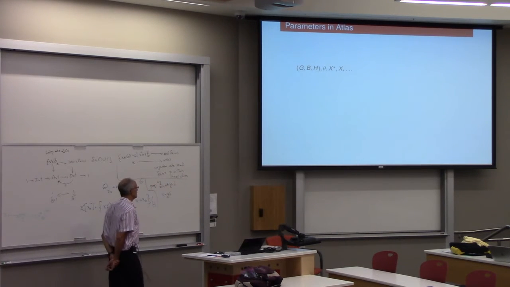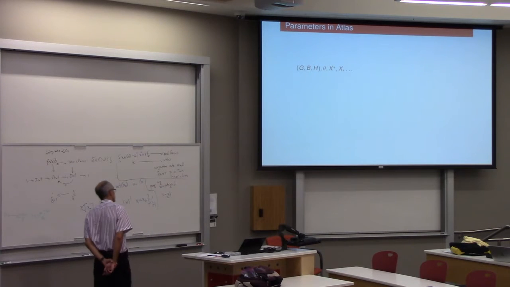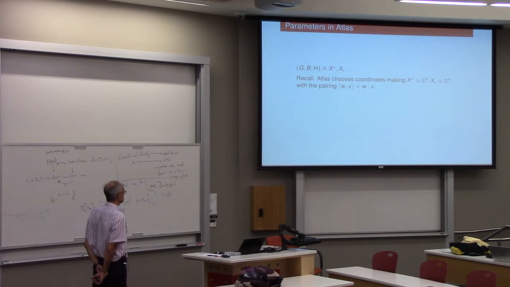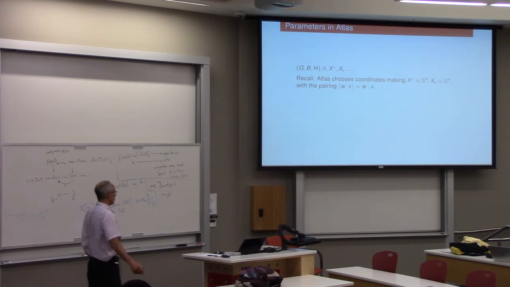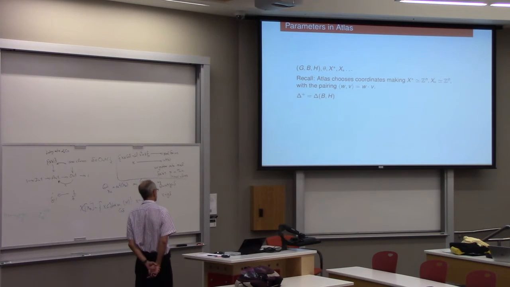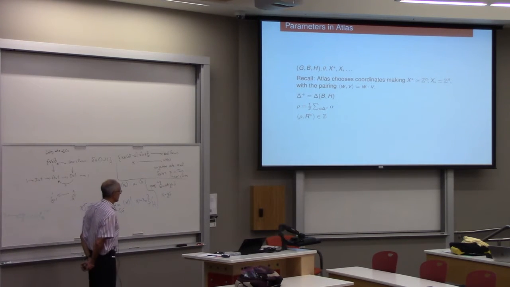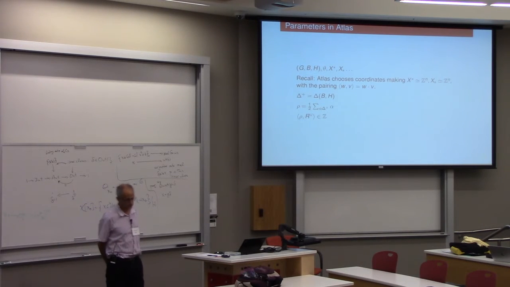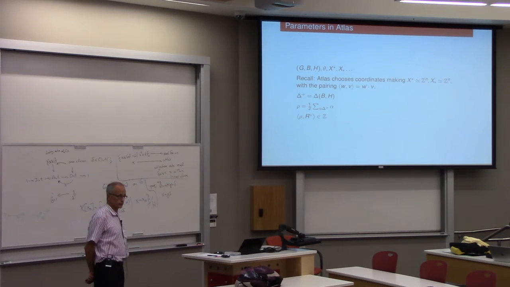All right. Okay, so now we have our group and my fixed Borel and my H and all this stuff, that theta and X upper star and X lower star. I'm going to remind you that Atlas has chosen coordinates so that X upper star and X lower star are both Z to the N, and the pairing is the dot product. And we have a fixed set of positive roots, and we have the corresponding rho. I'm just reminding you that even though rho isn't necessarily a character of T, it is a weight, which is to say it pairs with all co-roots to give an integer.